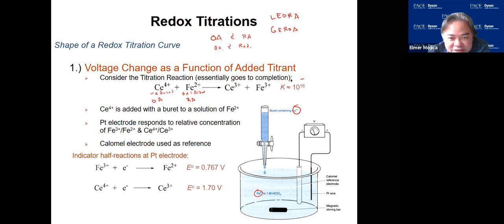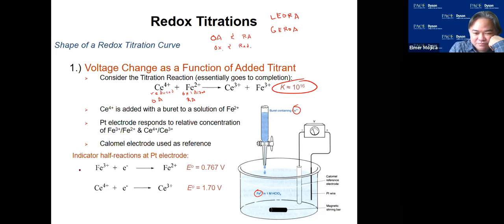Now, this reaction has a large K value. Okay? But if you look at the reaction that we have here, what usually is formed? We are not after the formation of a precipitate. We are not after the change in the color. What we're after is the change in the potential. Okay? So if you look at the half reactions that are happening, this is what you will see.